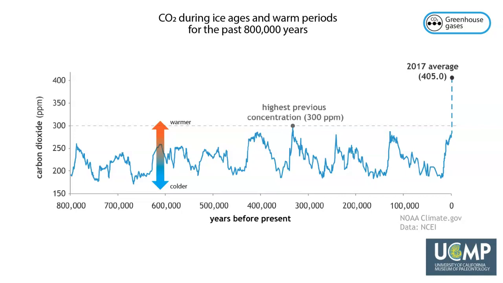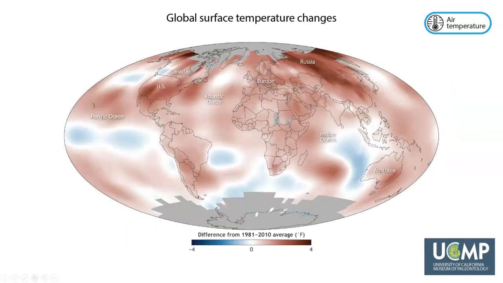Humans evolved around 300,000 years ago. So that's going to be all the way over here on our x-axis. So our species has never before lived in a world with carbon dioxide levels as high as they are today. The increase in greenhouse gases in our atmosphere due to human activities has increased Earth's average temperature as seen here.